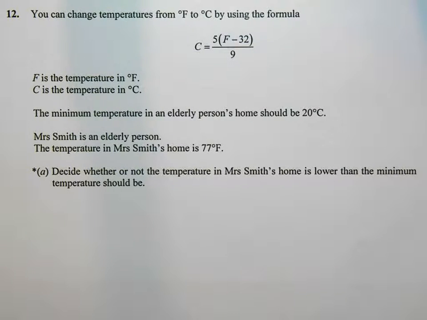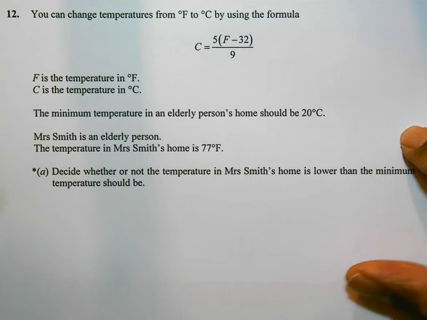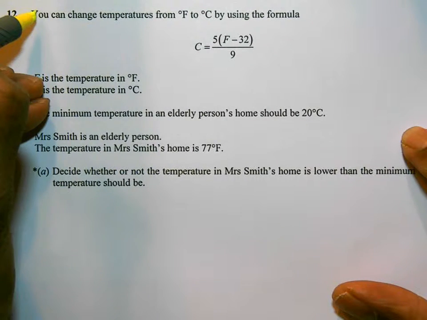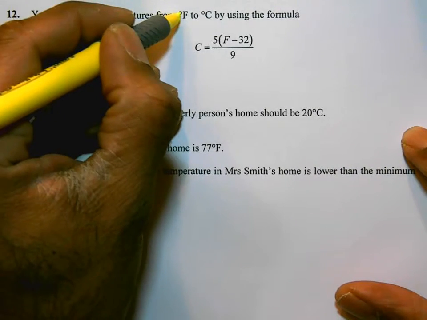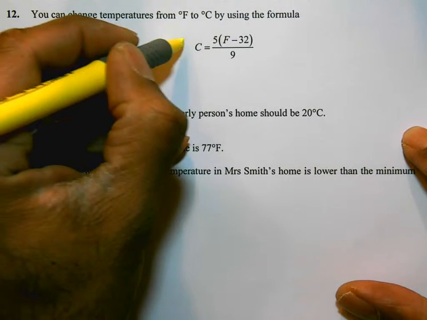This is question number 12 in the June 2014 non-calculator paper. There's a lot of text in here, so take care, read through it all, and make sure you understand what they're talking about and asking you to work out. You can change temperature from Fahrenheit to degrees Celsius using this formula.